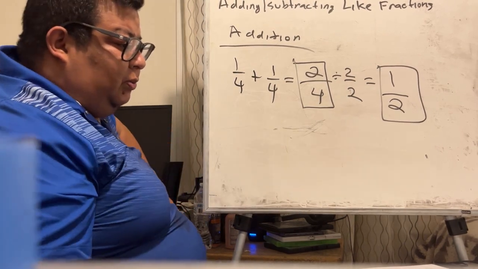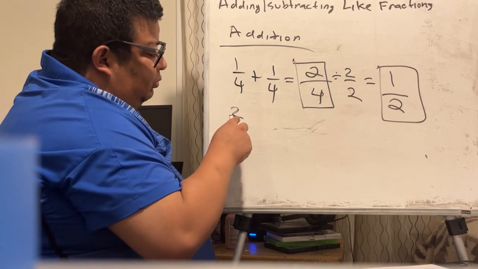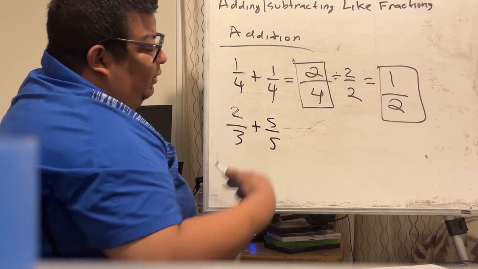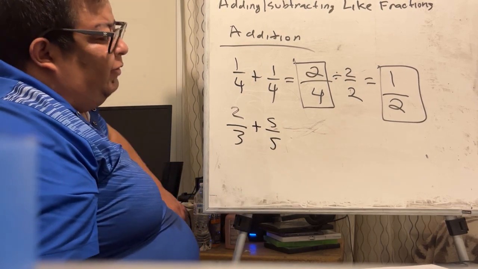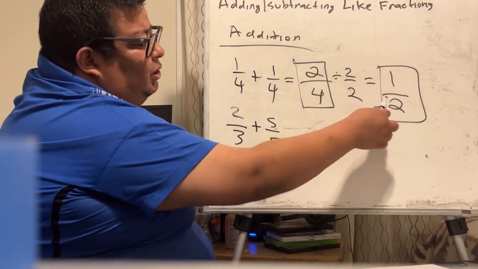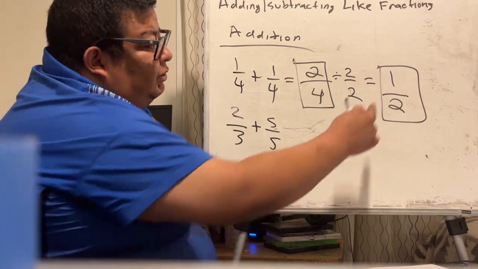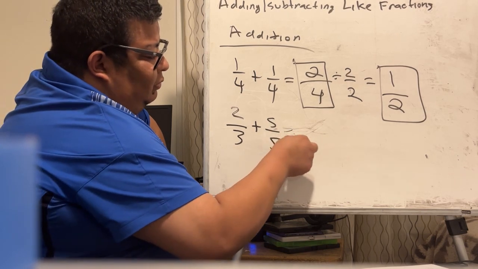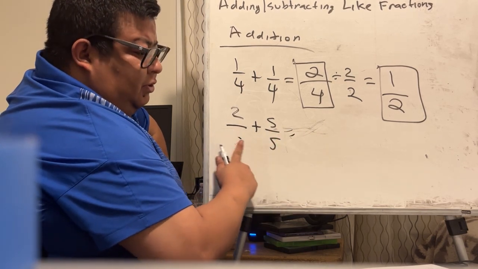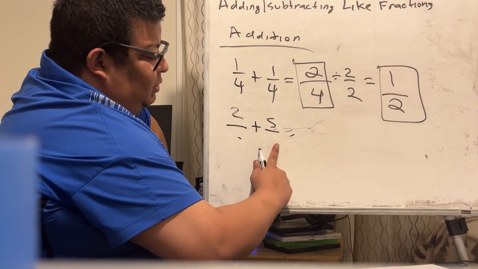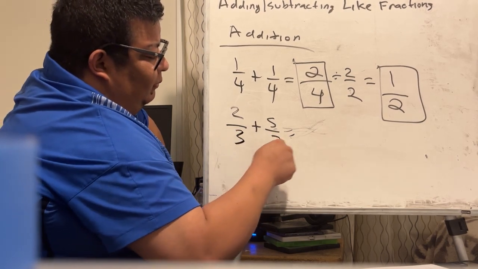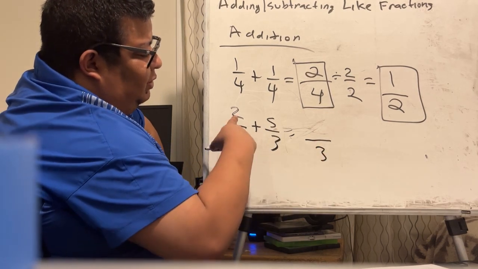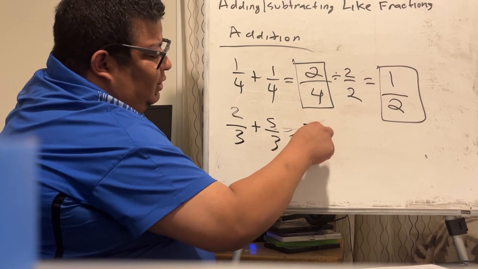All right, so let's look at another one. 2/3 plus 5/3. A simplified answer is something where you cannot divide top and bottom by a number. Let's look at this example. So this is going to be equal to, let's make it 3 and 3. The answer is going to have 3, like I said, the same denominator, and then you add the numerators. So 2 plus 5 is 7.